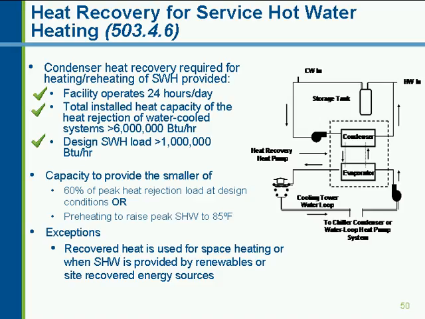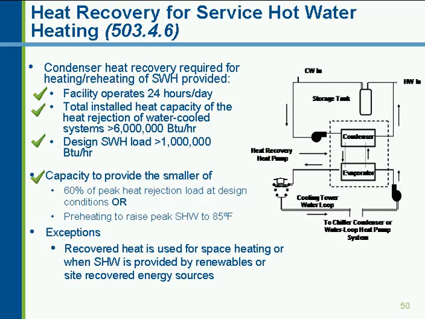And the types of applications where we typically find these requirements kick in would be hotels, dormitories, prisons, and hospitals. And that condenser heat recovery system must have the capacity to provide either 60% of the peak heat rejection capacity at design conditions, or to preheat the service hot water to 85 degrees during peak conditions as well.